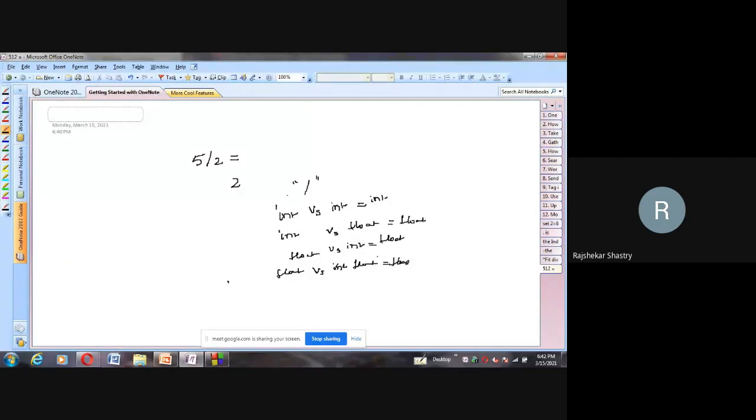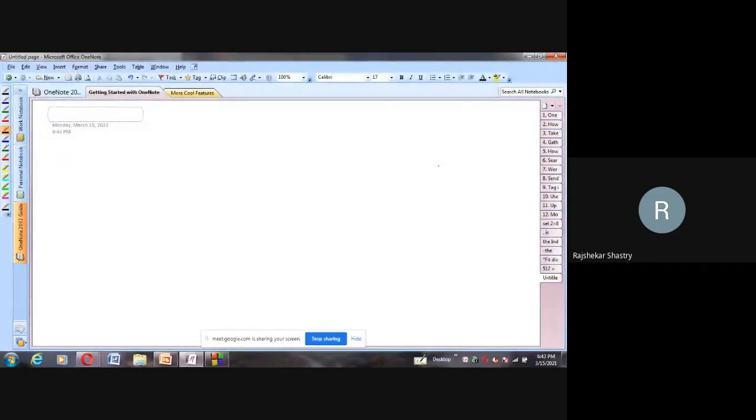In mathematics we say it is 2.5. In C language, we have to say it is 2 only, not 2.5. So that's about the division operator. Then comes the modulus operator. This modulus operator gives the remainder. For example, 5 mod 2, what is the remainder? 1. Because 2 goes into 5 two times, 2 twos are 4, and the remainder is 1. So this is specially meant for getting the remainder.